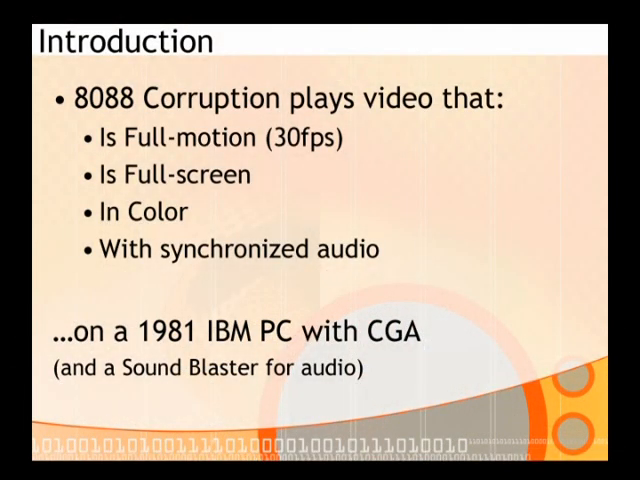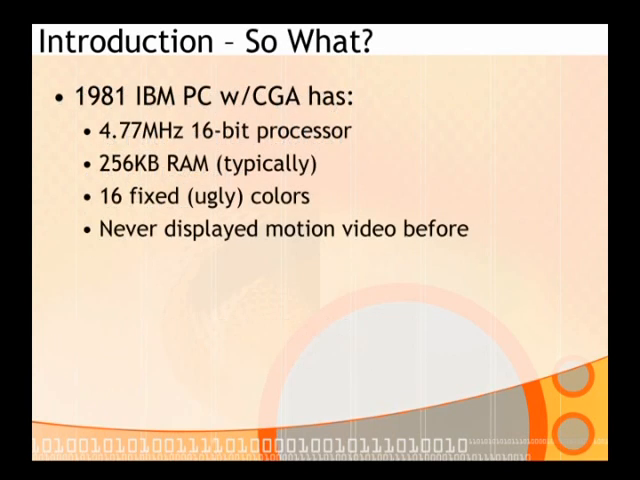So, 8088 Corruption is a program that plays video that is full motion, 30 frames per second, full screen, in color, and has synchronized audio, all on a 1981 IBM PC with CGA, and of course a Sound Blaster for audio. So what? Why should you care? Well, an 81 PC with CGA has a very slow 16-bit processor, if you're lucky 256K of RAM, 16 fixed but ugly colors, and more importantly, in all 27 years it's been around, it's never displayed motion video before.